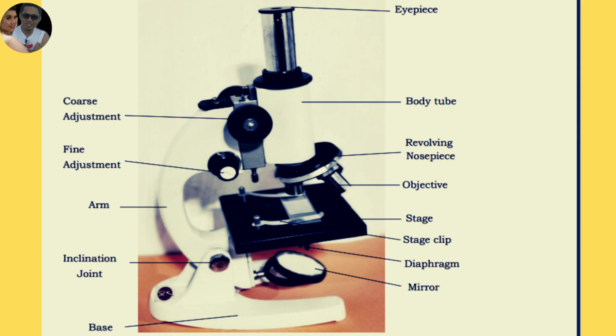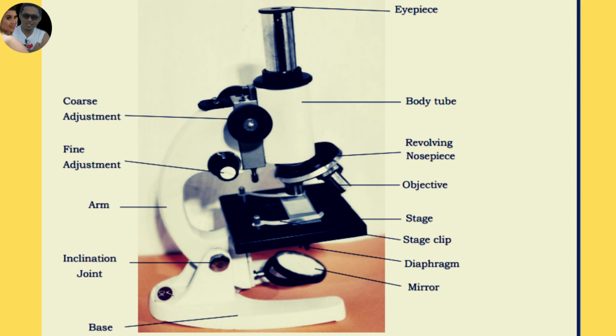The eyepiece or ocular. This is the lens at the top of the microscope that you look through. On its rim, there are certain markings such as 5 times, 10 times, 15 times, which indicates the magnification power. The body tube. It is a hollow tubular structure that connects the eyepiece to the objective lens. It can be shifted down and up using the adjustment knobs.